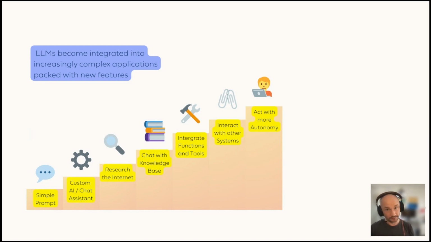Now we make systems interact, and we want, through APIs or through a structured output, to make sure that our large language models have a reliable interaction with other systems or amongst each other. And on top of everything, we allow large language models in an agentic setup to act with more autonomy.